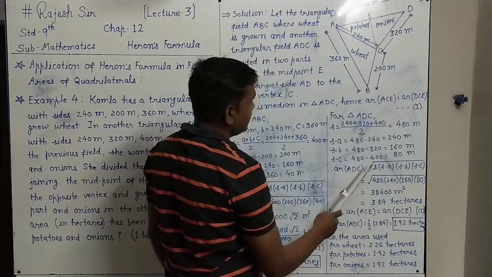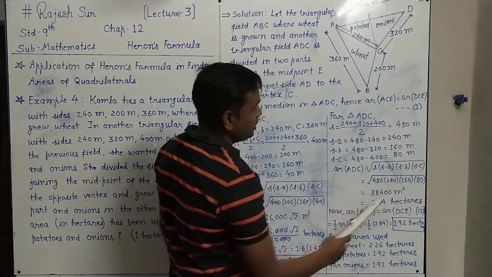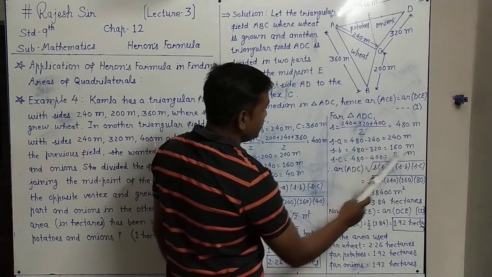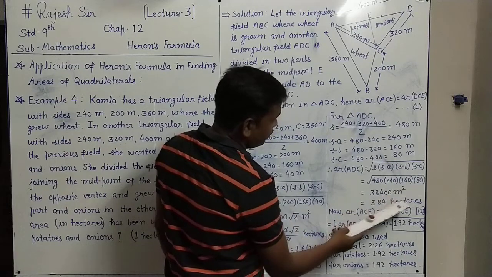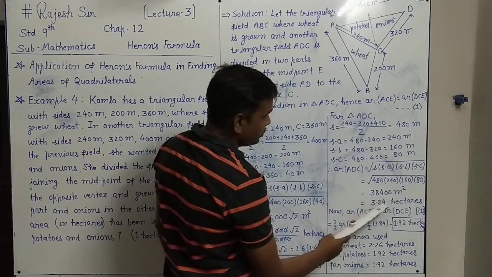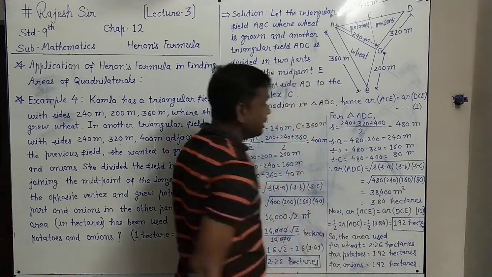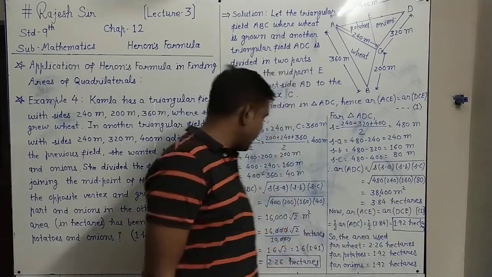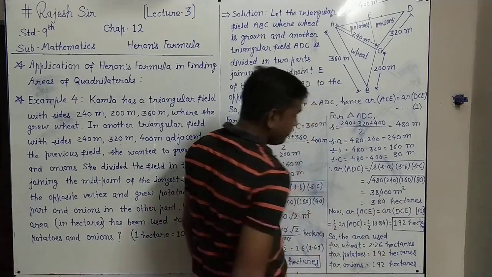Area of triangle ADC equals the formula we have placed, S into S minus A, S minus B, S minus C in the root. So in the root, S is 480, S minus A 240, S minus B 160, and S minus C 80. Here also 1, 2, 3, 4 zeros. For that 2 zeros we have placed, and the square root of all the remaining is 384. So we have 38,400 meters square as the area of triangle ADC. It is in meters square, so convert in hectares, dividing by 10,000 like here. If you divide by 10,000, it will be 3.84 hectares.